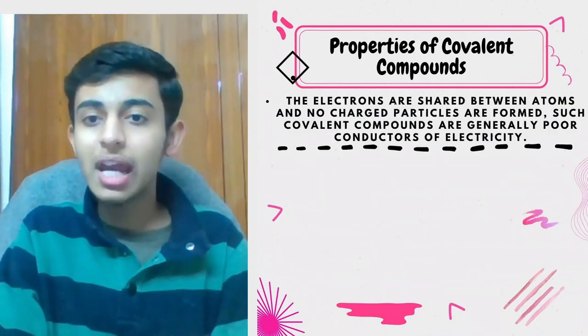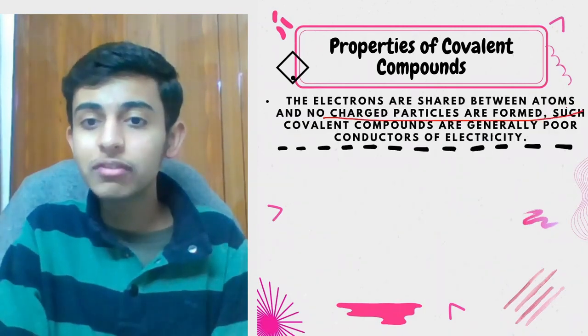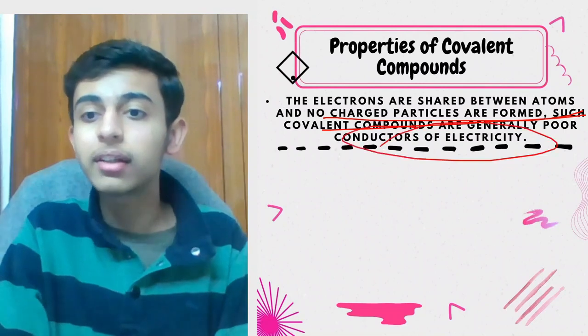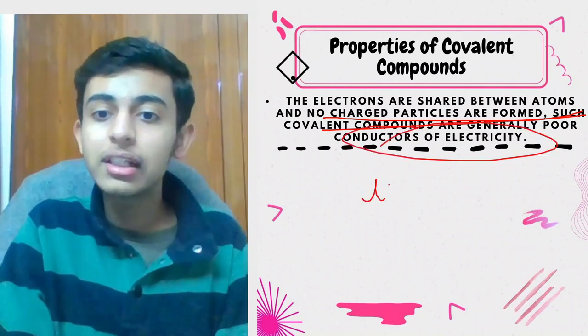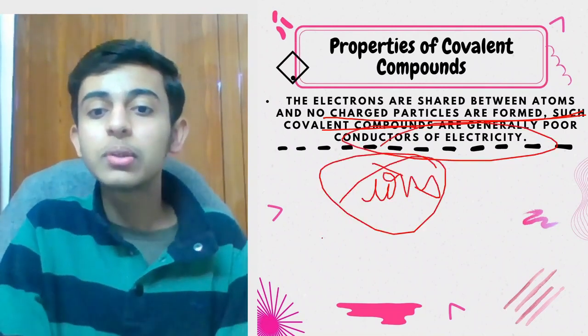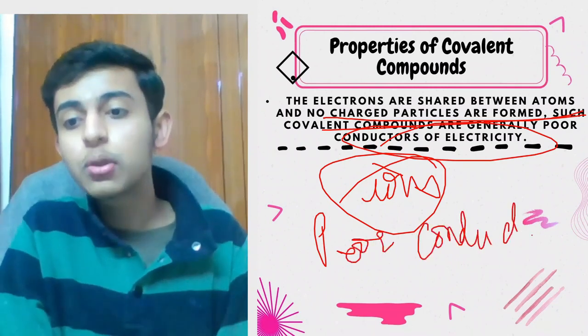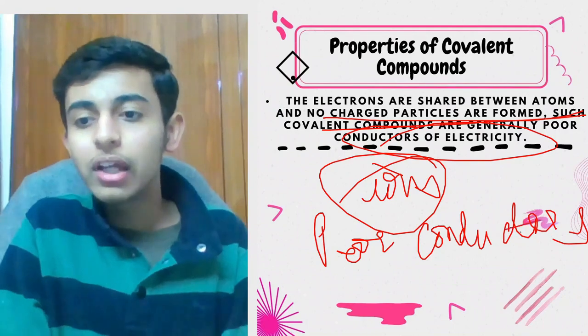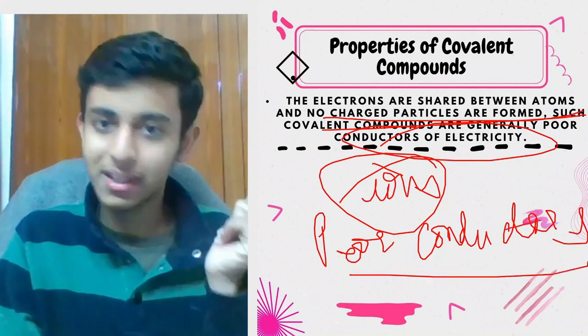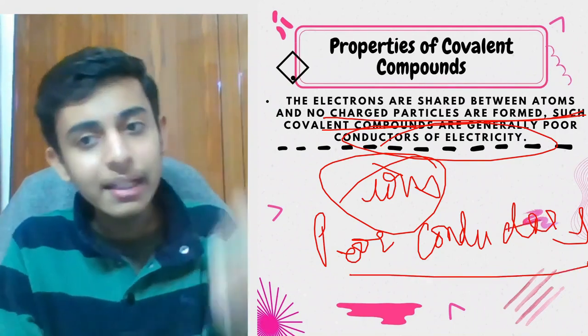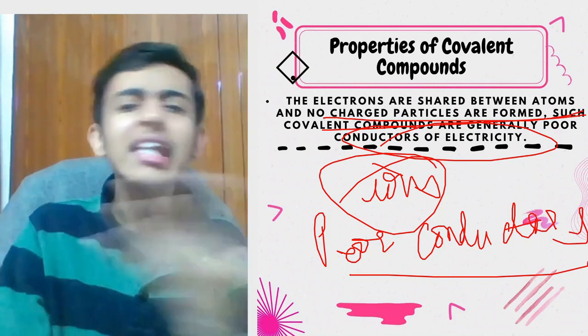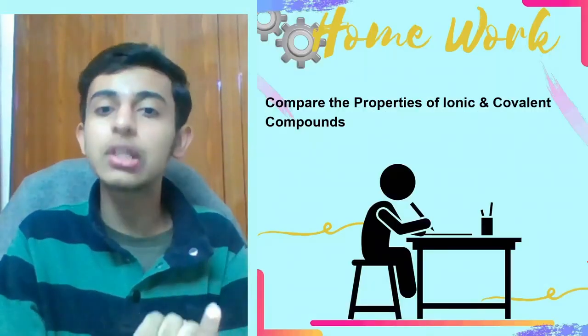The electrons are shared between atoms and no charged particles are formed. Such covalent compounds are generally poor conductors. So there are no charged particles, no ions are formed. So they are poor conductors because just the electrons are shared. Like you share tiffin with your friends, right? You will say, "You give me your Maggi, I'll give you my pasta." In the similar way, carbon and hydrogen or any two elements share.